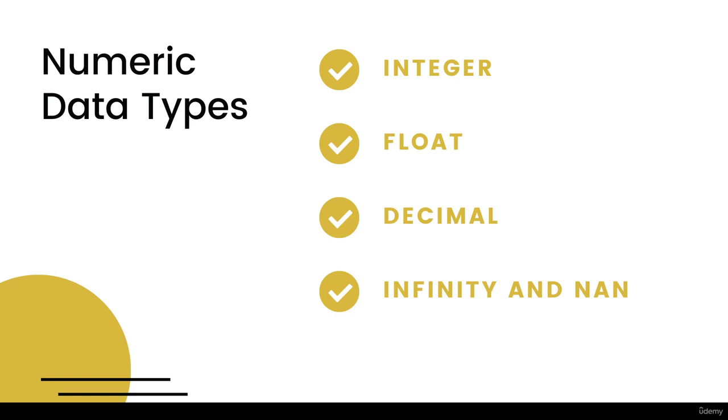Welcome to this video on ClickHouse numeric data types. Numeric data types are used to store numbers, and ClickHouse has integer, float, and decimal data types. Apart from these, ClickHouse has a Boolean data type, which in turn uses the 8-bit integer data type to represent either true or false. ClickHouse also supports positive and negative infinity and the not a number data type.